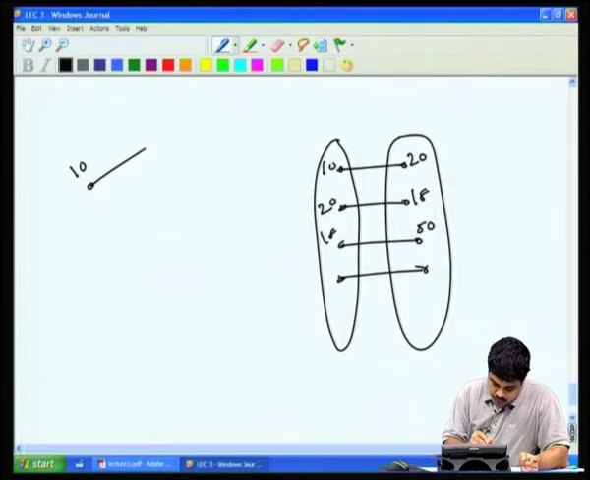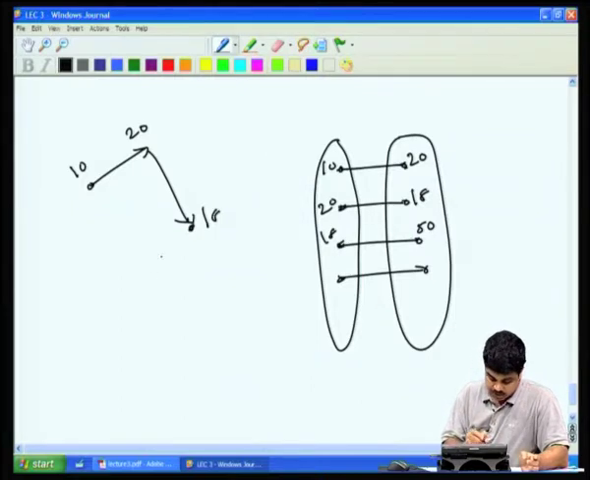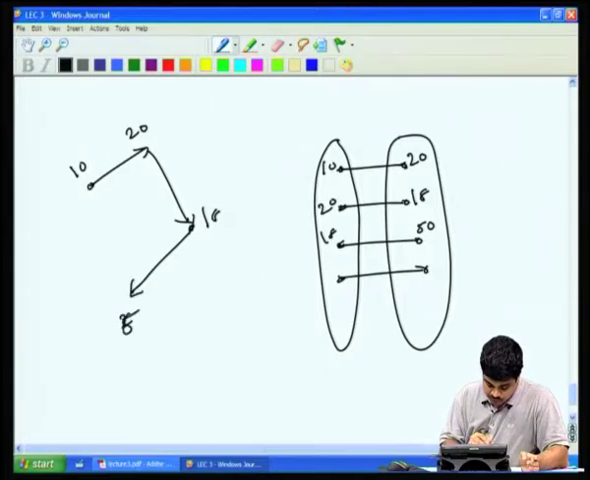So, you will draw an outgoing edge from here to 20, and then you will come to 20, where there is an outgoing edge from 20 to 18, and then you look for 18 here, and from 18 to 50 you see an edge. So, you draw an outgoing edge from 18 to 50. Where will it go and end? Finally, it's clear that it will keep on forming a path. No vertex which is already met will be met again.